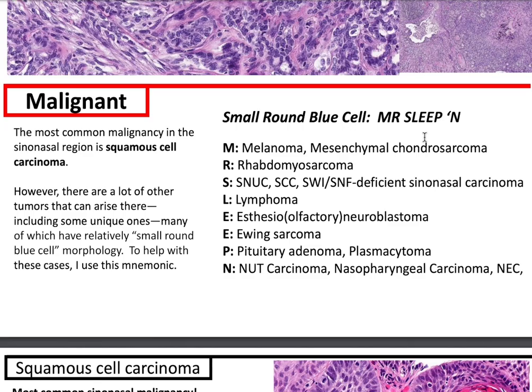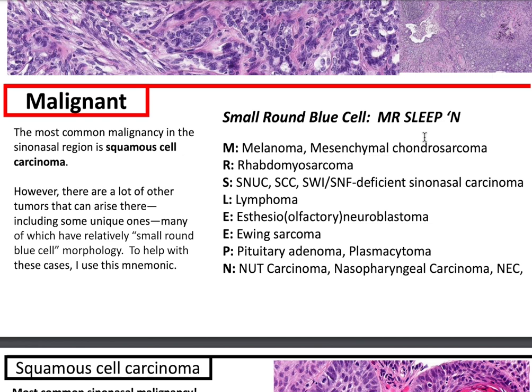The most common malignancy in the sinonasal region is squamous cell carcinoma. However, there are a lot of other tumors that can arise, including some unique ones, many of which have relatively small round blue cell morphology. To help with these cases, Dr. Schaber provides the mnemonic Mr. Sleepin. M: Melanoma, mesenchymal chondrosarcoma.